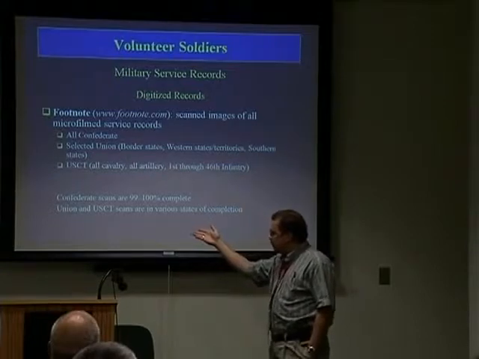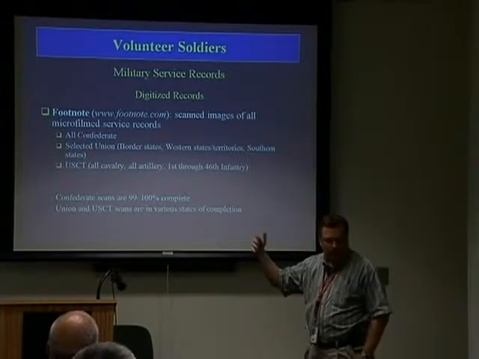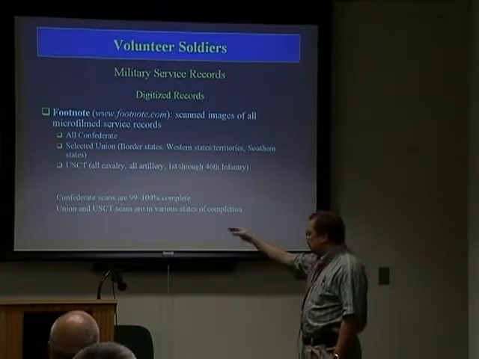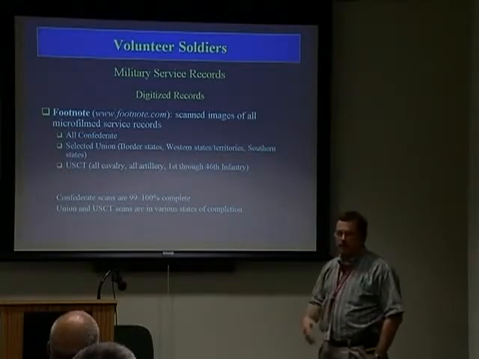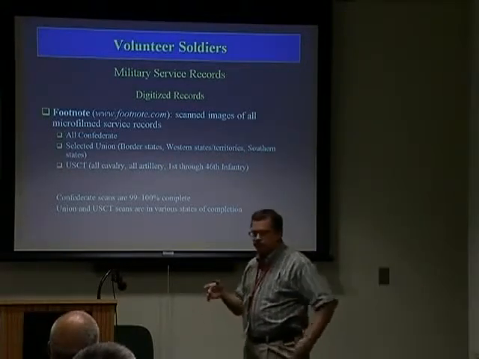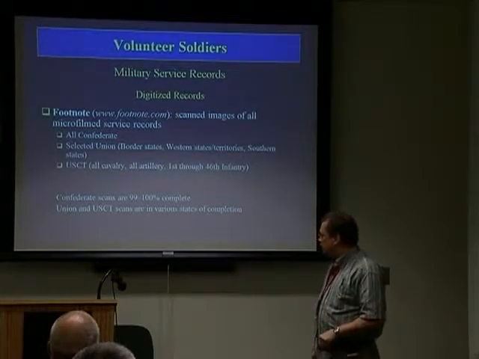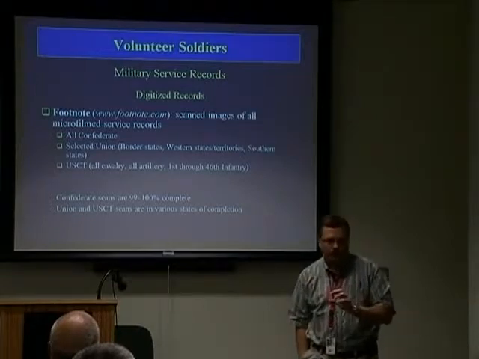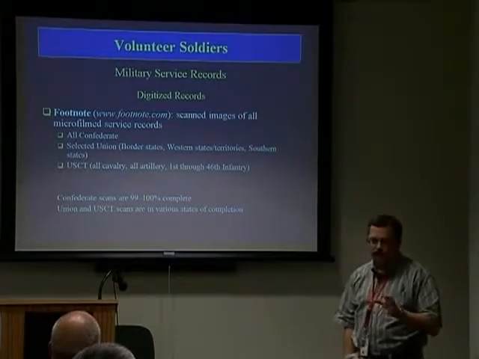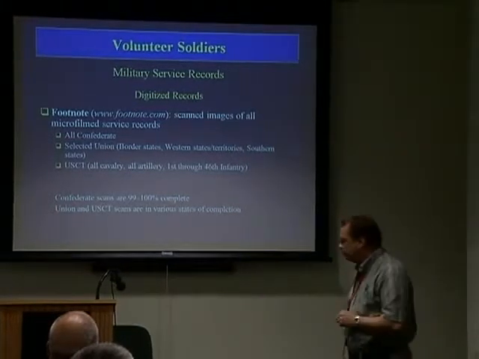Most of the scans for the Confederate records are pretty much complete, between 99 and 100% complete, but the Union and the USCT scans are still in various states of completion. If you go on and click on the actual records and look at the different data sets, you'll see percentages for how close or how far things have been scanned so far.